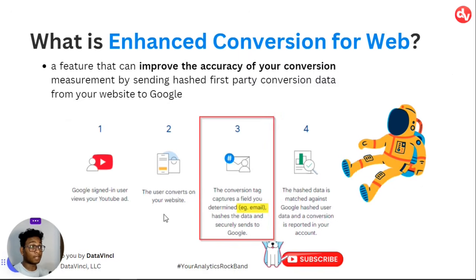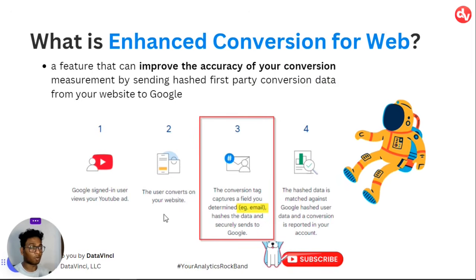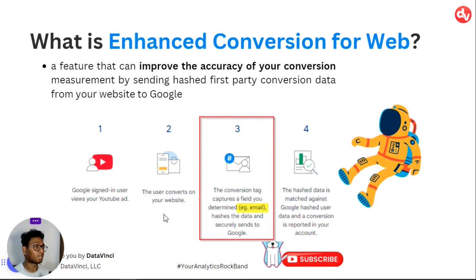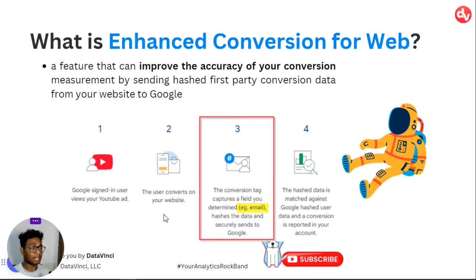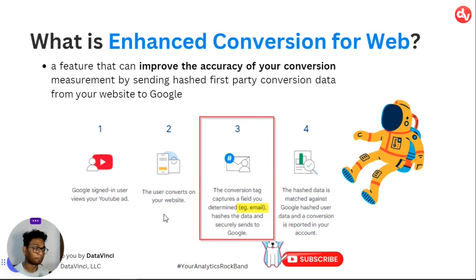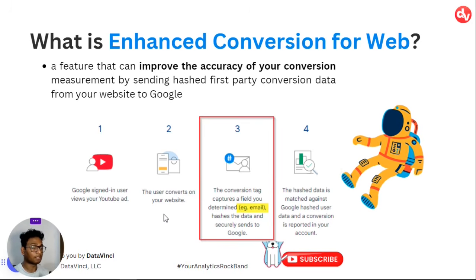And what is enhanced conversion for web, which we are going to set up? Enhanced conversion for web is a feature which can improve the accuracy of your conversion measurement by sending hashed first-party conversion data from your website to Google. And it is a four-step process. We can understand it like this.